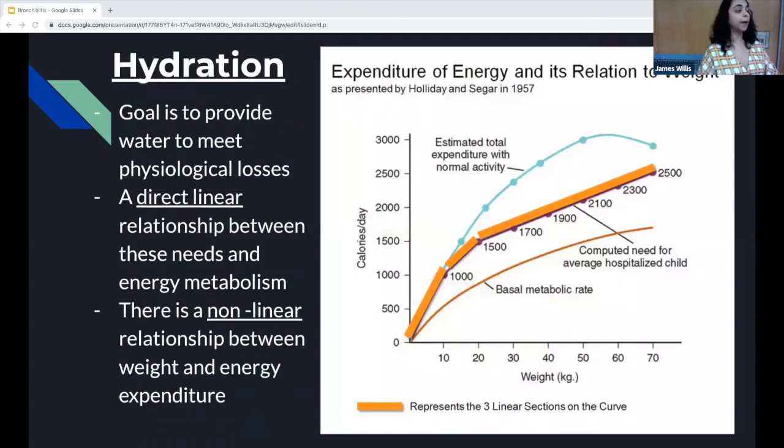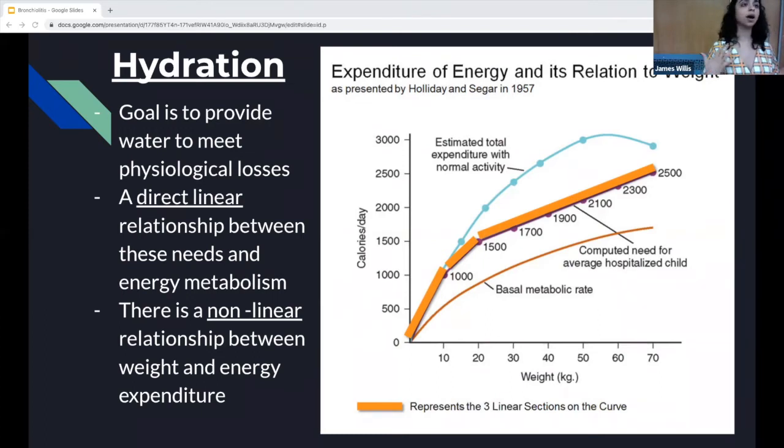Let's talk a little bit about hydration. Again, we don't just bolus these kids. You want to start them, and a lot of the times they're in the emergency room for hours. So you want to start them on IV fluids, especially if they have these insensible losses and they're very tachypneic, and you don't want to feed them because there's an increased risk of aspiration. You want to provide fluid therapy to meet their physiological losses, so insensible losses and urine losses.